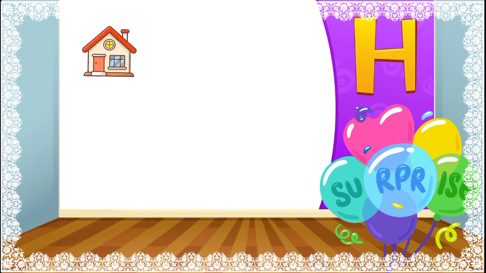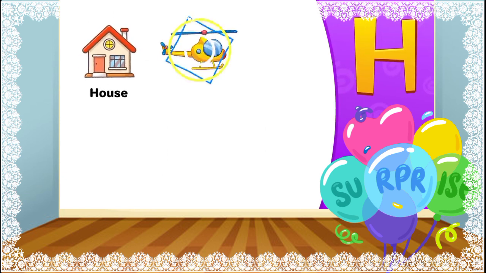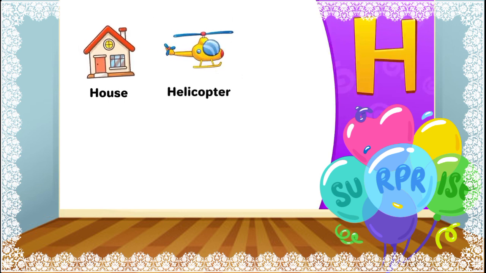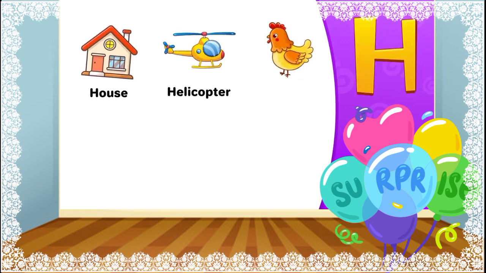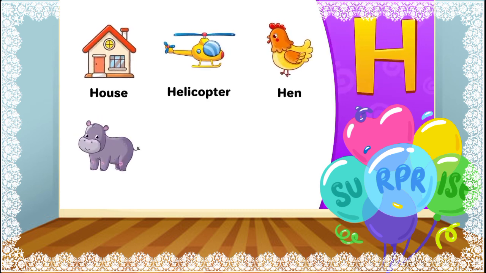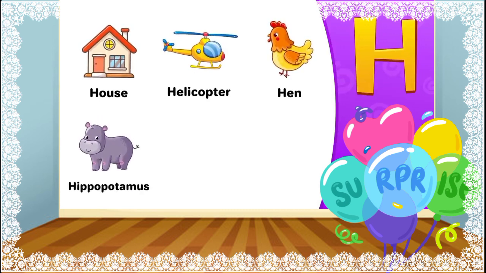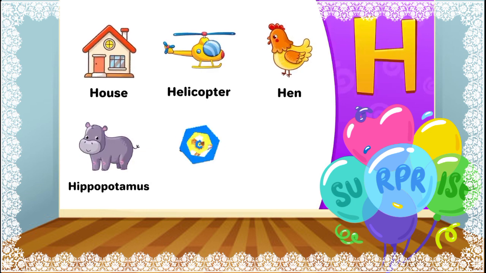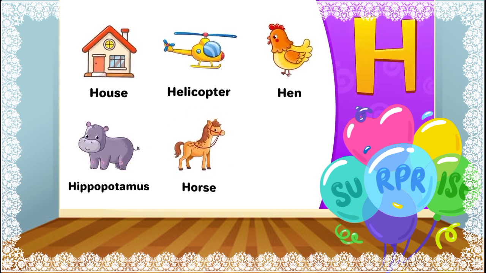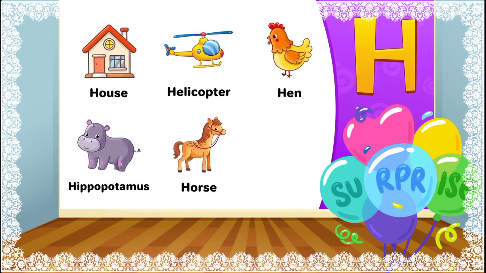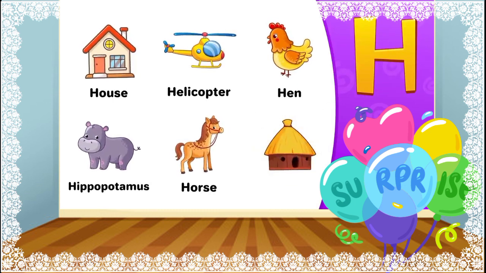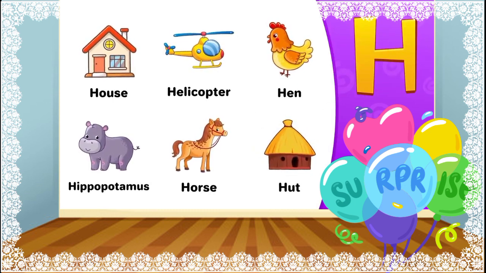H is for house. H is for helicopter. H is for hen. H is for hippopotamus. H is for horse. H is for hut.